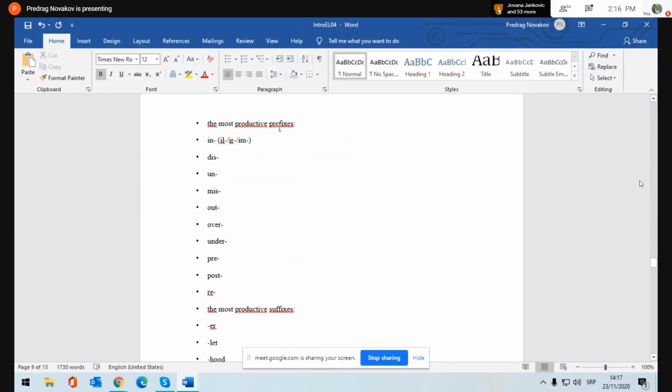The most productive prefixes in English: in-, dis-, on-, un-, mis-, out-, over-, and so on. Let me explain this one first. Perhaps you already remember when we discussed phonology, sound changes, and morphophonology. What did we say about in-, il-, ir-, im-? Let me give you the first example with il-: illegal. How did we get illegal?